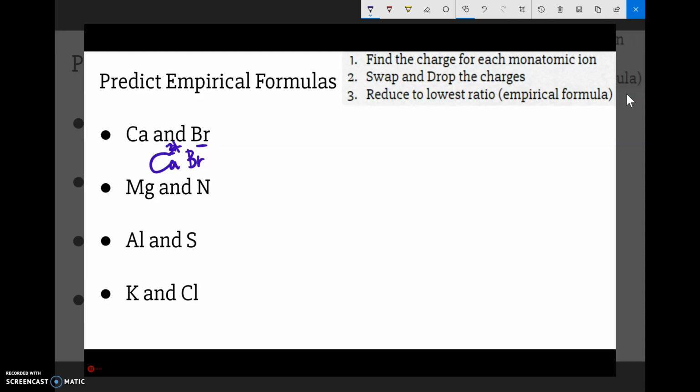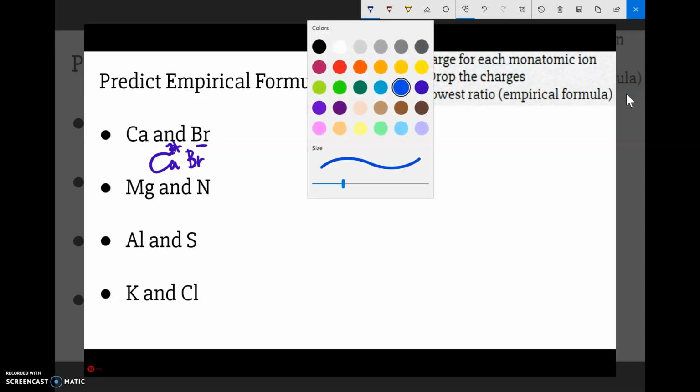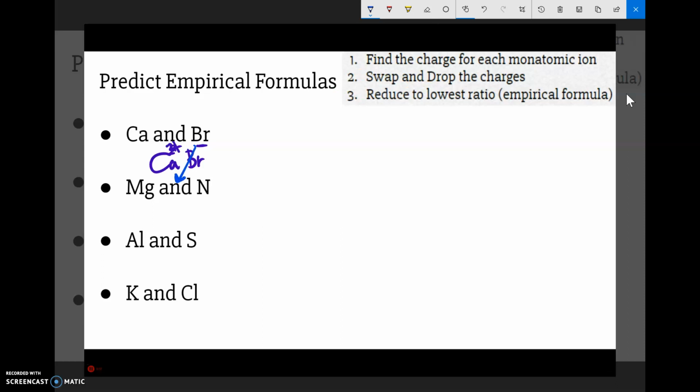So what happens here is we have our charges, and these charges don't cancel out to become neutral. So we're going to swap and drop. So this right here, that charge would go down there. And really what we're taking is just the number, not the charge. And that 2 would go down there. So when we write this, we write it as CaBr2. So you can kind of think about this as math.